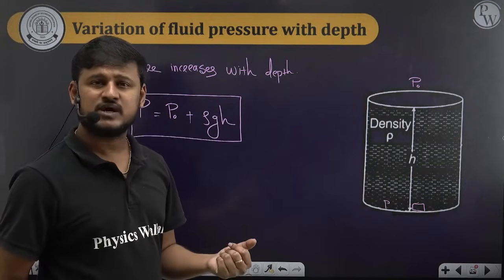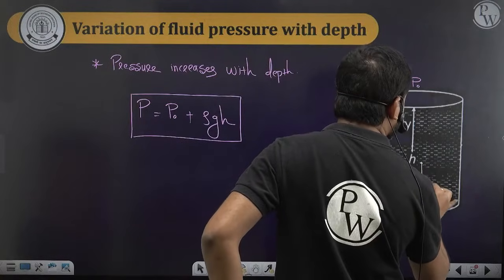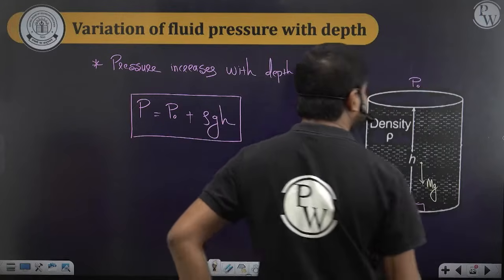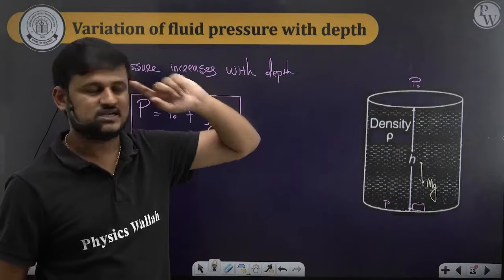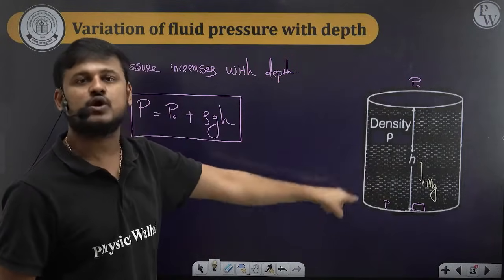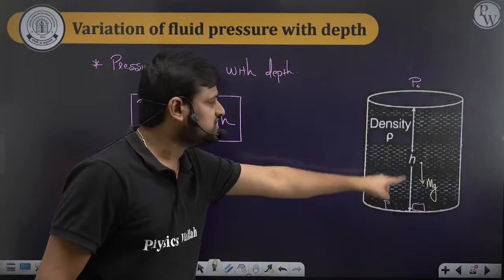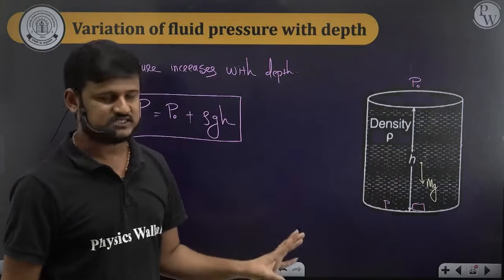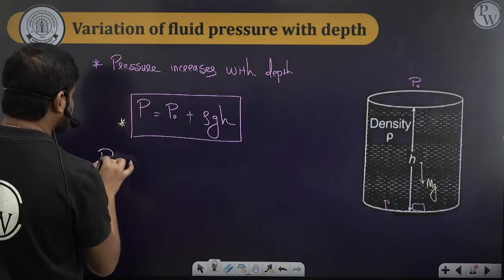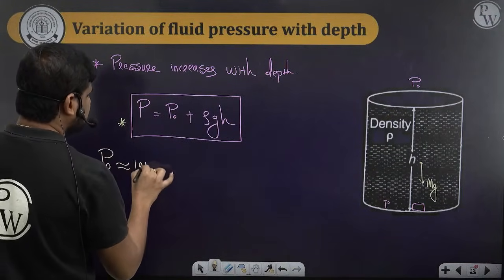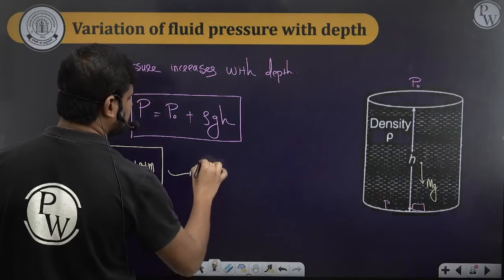Sir, why is it happening? Because there will be some weight which acts down. What is that weight, guys? That mg which acts down. Due to this weight, the pressure increases as we go down inside the liquid. Clear? So if this P naught is not given in the question, we take it as 1 atm, which is the atmospheric pressure.